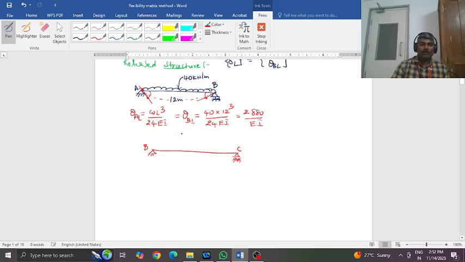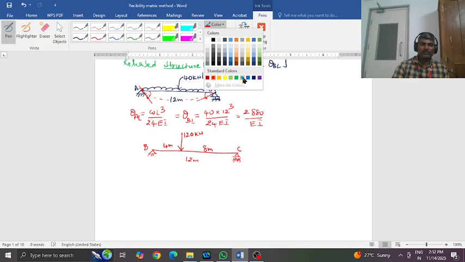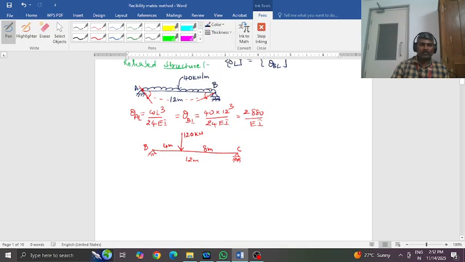You have an eccentric point load of value 120, which is at 4 meters from B or 8 meters from C. Put together it is 12 meters. Now this beam also bends. I'll try to draw the bending nature. Because of the eccentric load, the slopes are not the same at both ends. There will be more slope here because the load is nearer to B, and less slope here, farther from C.